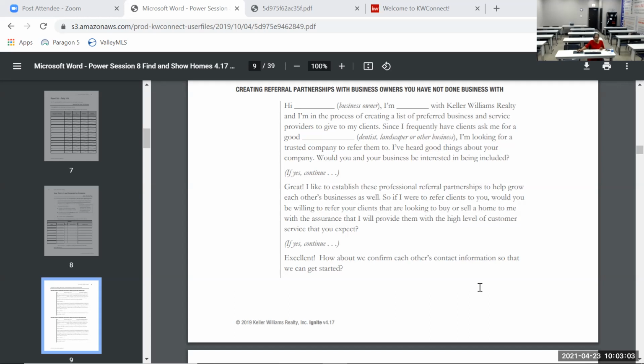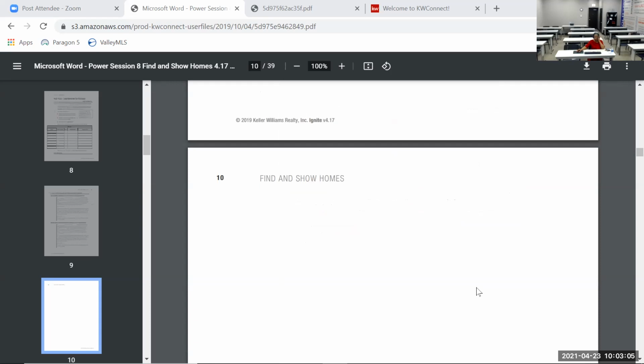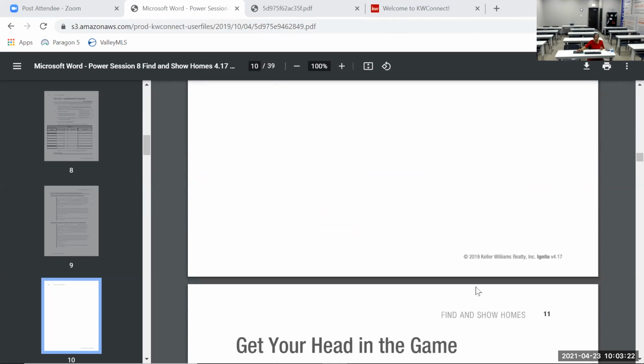So you want to connect with your preferred vendors and create a list of all of these business owners that you're contacting. You want to have that list in your files to give to your buyers, to your new buyers, especially those who are new to the area.